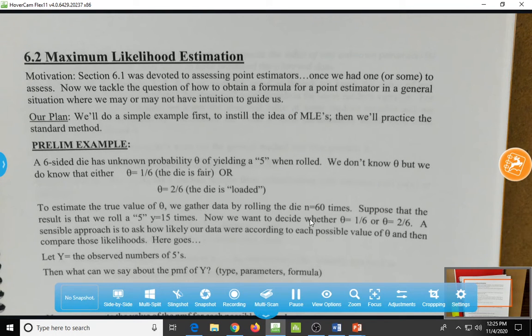Roll, roll, roll, roll, roll. And what happens is I get a 5 15 times. So y comes out 15 times out of 60. Now, 15 out of 60, my expected value is 1/4. Maybe that will give me some ideas. A sensible approach would be to ask how likely our data is for a given value of theta, and compare these. So let y be the observed number of 5s.